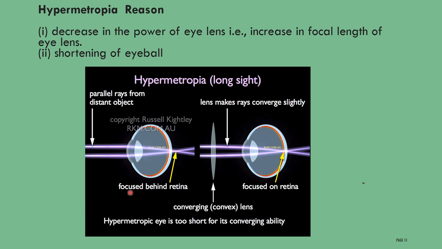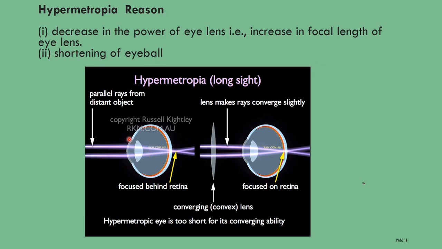Next we will see where the image forms in hypermetropia. In myopia, the image forms before the retina, but in hypermetropia, the image forms beyond the retina, or after the retina. What is the reason why the image forms beyond the retina? This happens because of a decrease in the power of the eye lens.